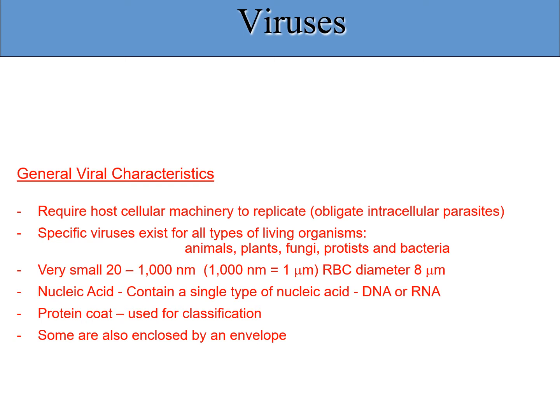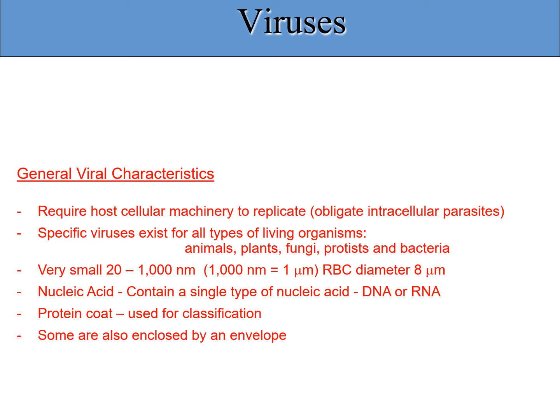1,000 nanometers equals 1 micrometer, and a red blood cell typically has a diameter of about 8 to 10 microns, or micrometers. Micron is a micrometer. So you can see that they are extremely small. They all contain two things. One is nucleic acids, which code for themselves.